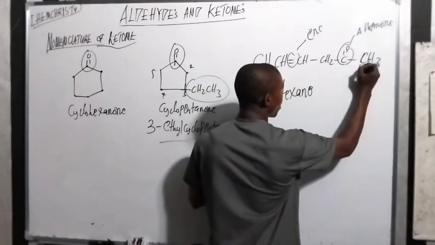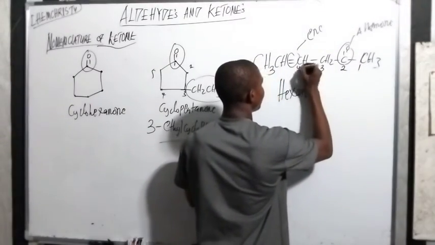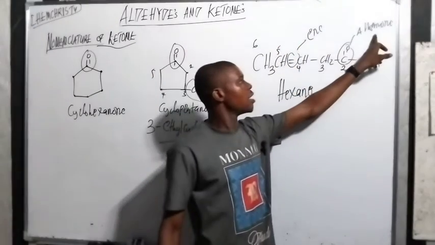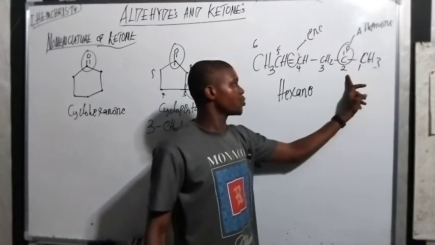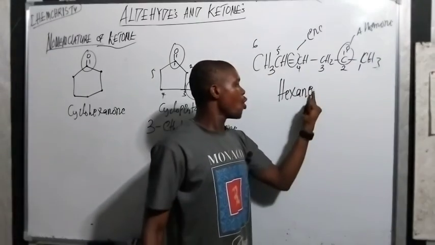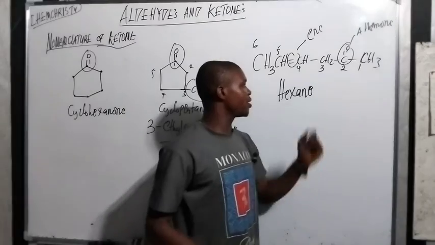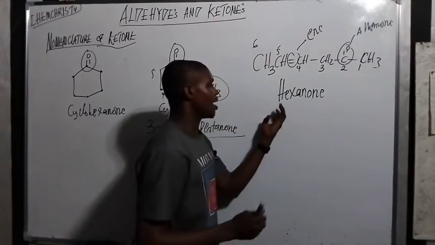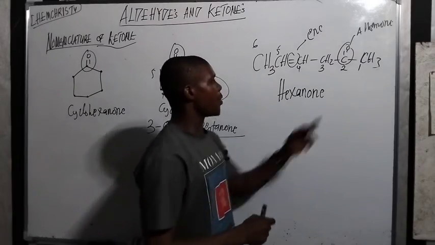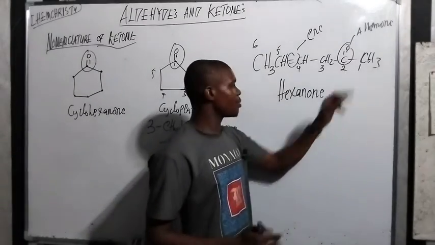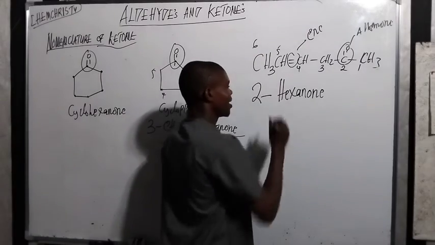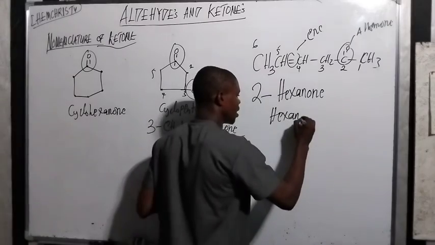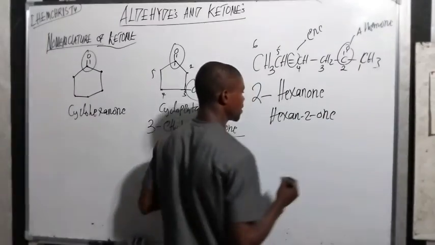So we have 1, 2, 3, 4, 5, and 6. The carbonyl functional group is at carbon number 2. Now, it is an alkanone. What are you going to do here? You want to remove the E and replace it with what? O-N-E. You understand? So it's going to be hexanone, right? But it's at carbon number 2, so it's going to be 2-hexanone, or you can say hex-2-one, right?